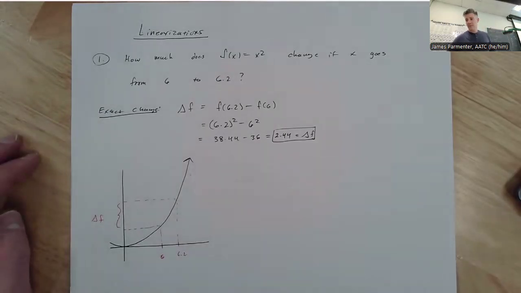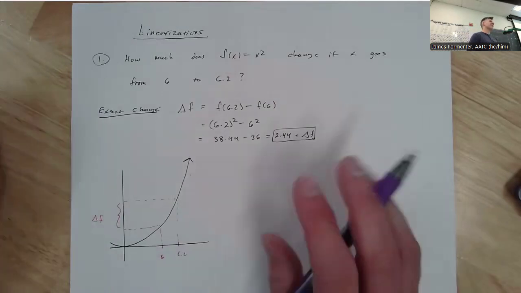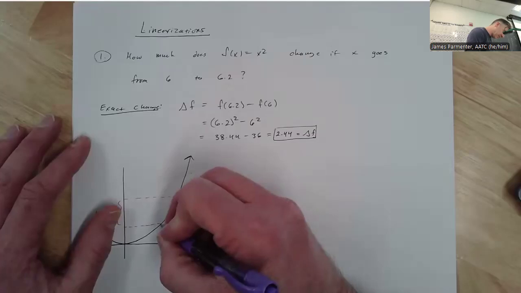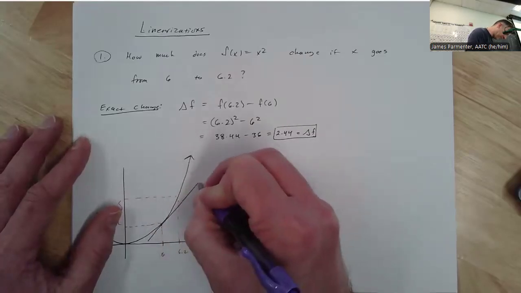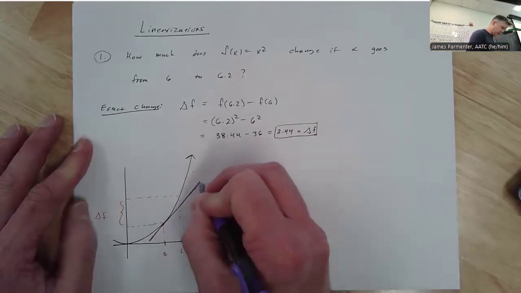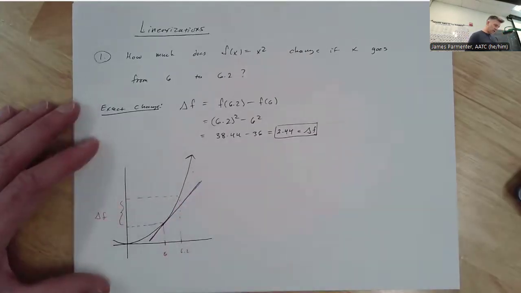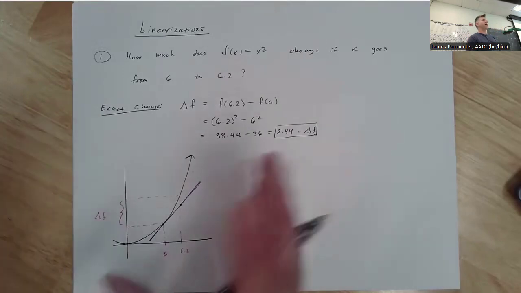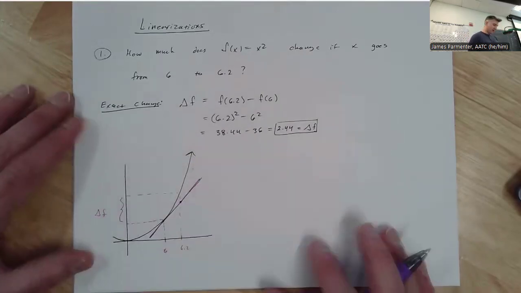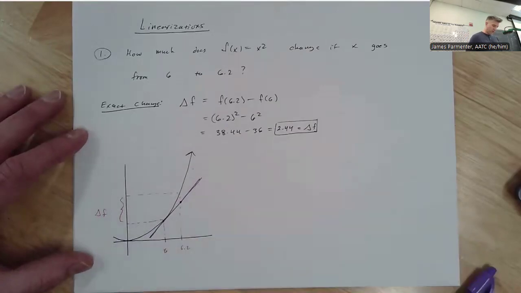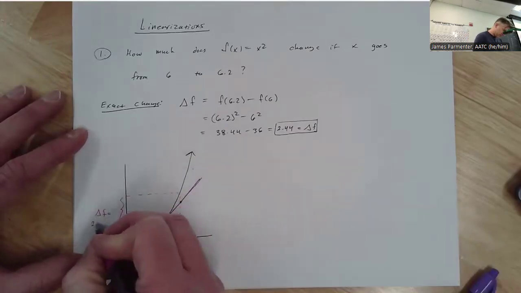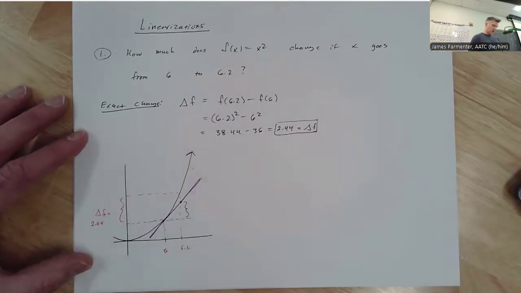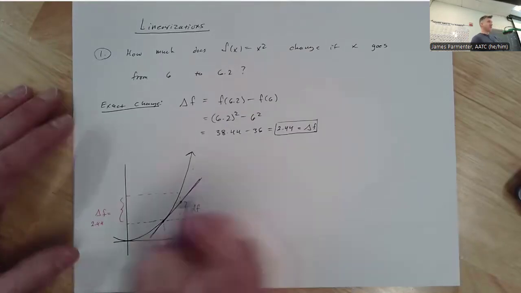But what we're going to do is say, well, it's too much work. Instead, we're going to find the tangent line at 6. So let's draw it about like that. And instead of calculating this much vertical change, we're going to say the tangent line does a pretty good approximation of estimating the function value. And so instead of calculating delta f over here and getting 2.44 in this case, we're going to calculate this change instead, which we're going to call, instead of delta f, df. And there's a reason for this, which we'll get to in a second here.